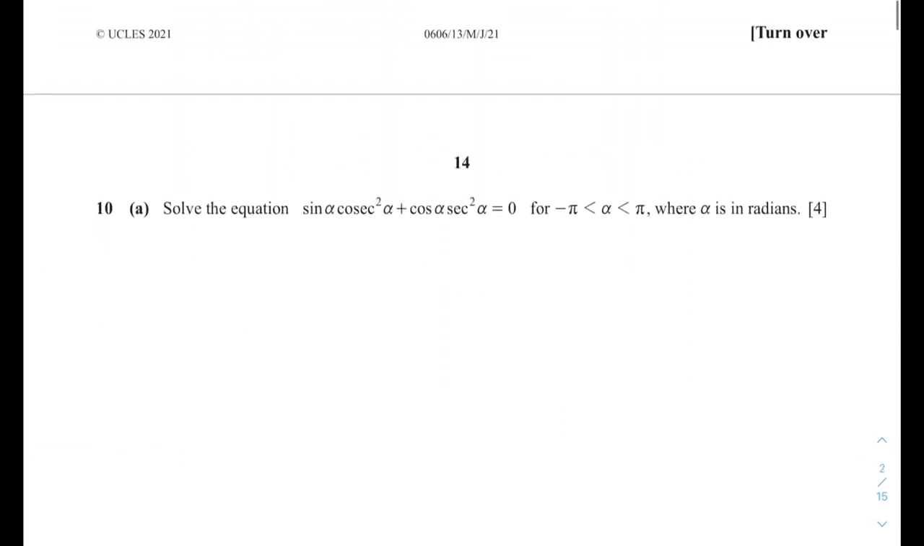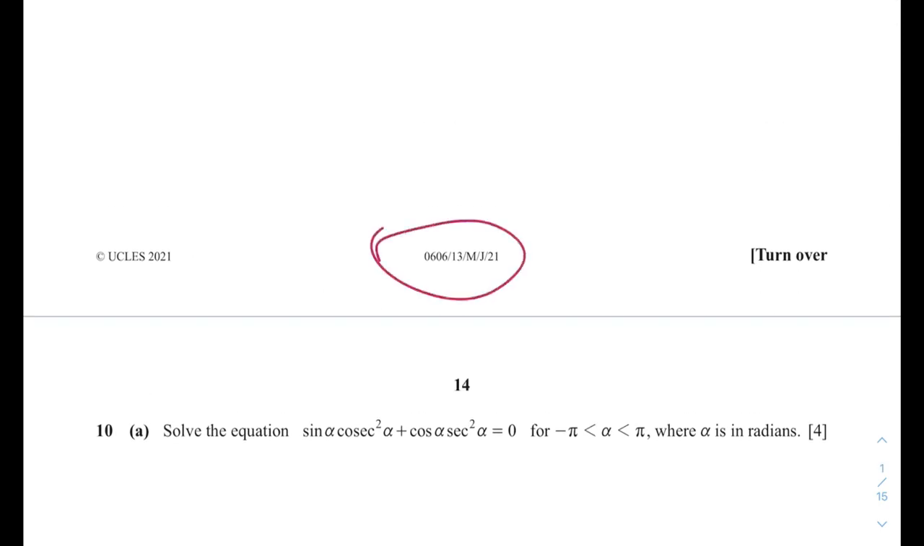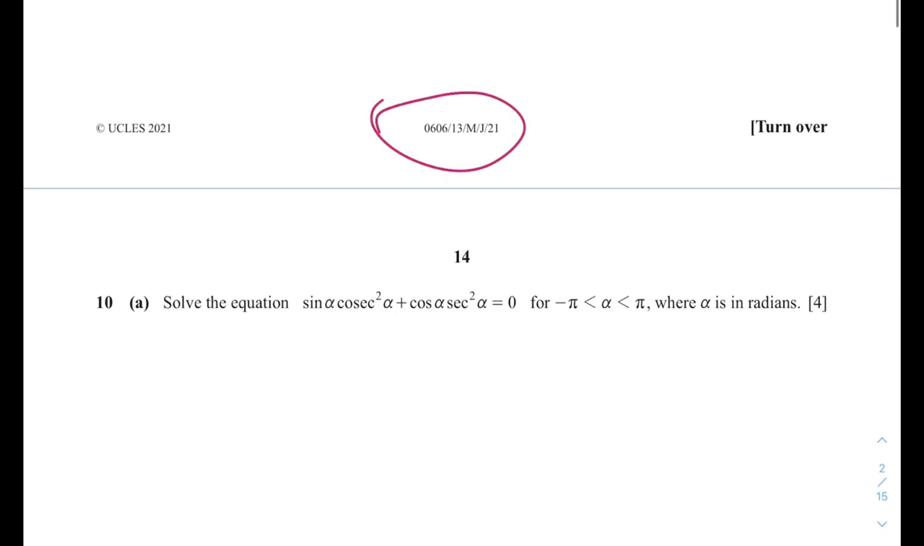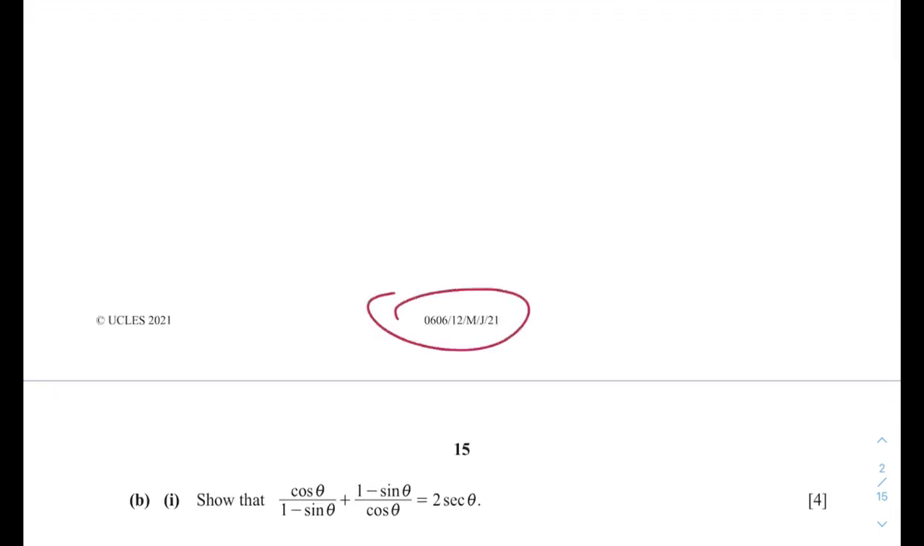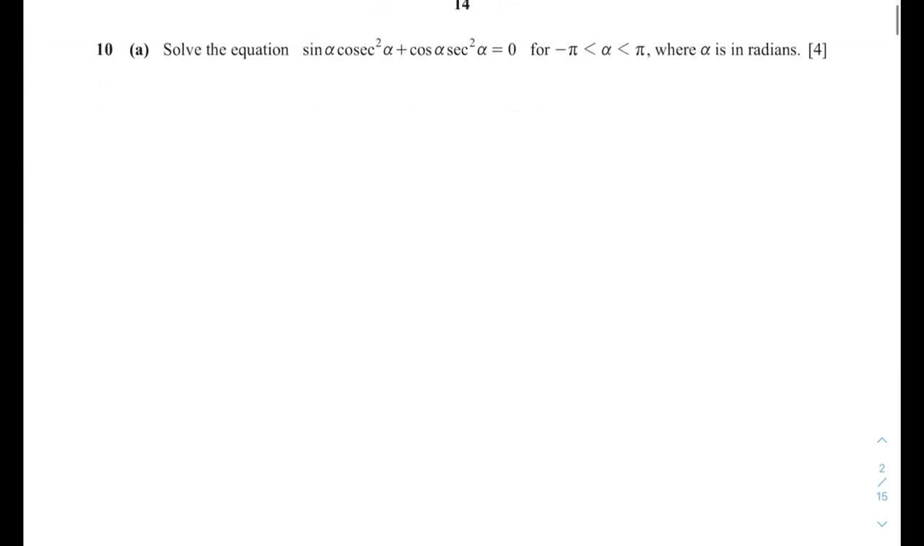This is the next question. Actually, these are papers that came from May/June 2021. So those of you who are preparing for your October/November exams, I think this is a really good resource for you. Actually, I'm solving papers from 2021 all the way to, I think, 2019 or so. And I will also put the worksheet in the description down there so that you can download it and work alongside with me.